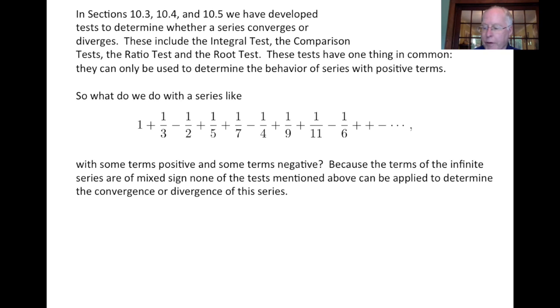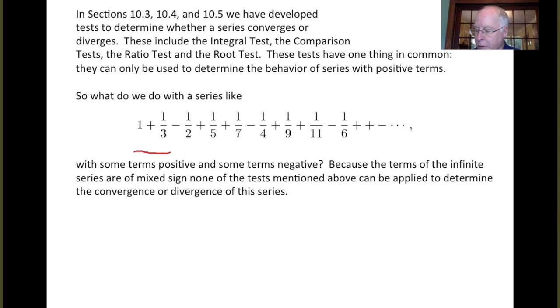So we're going to start looking then at series of this form. This one starts off 1 plus a third, but then minus a half, plus a fifth, plus a seventh, minus a quarter, etc. So this has terms, some are positive, some are negative, and because of this mixture of signs, we cannot use any of the tests mentioned above.